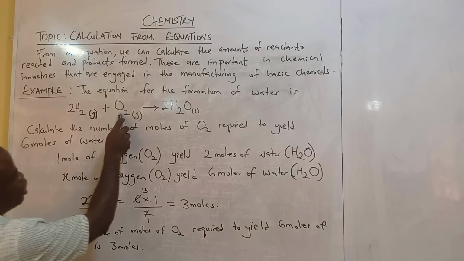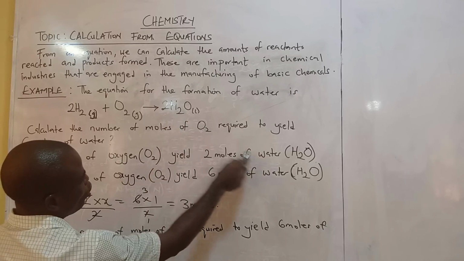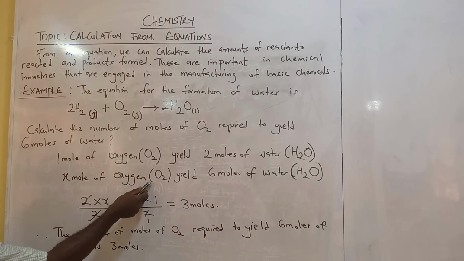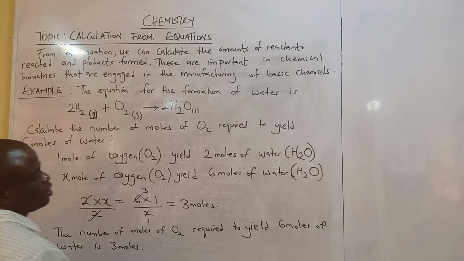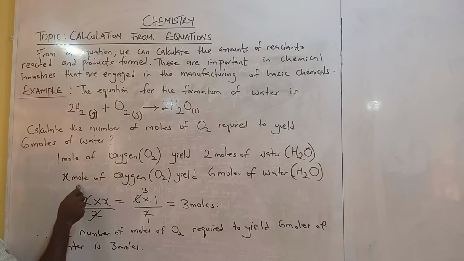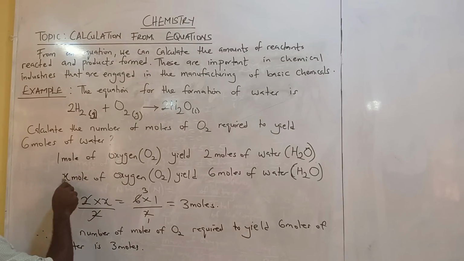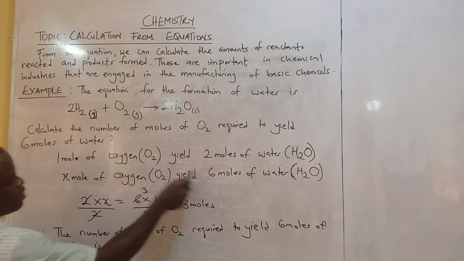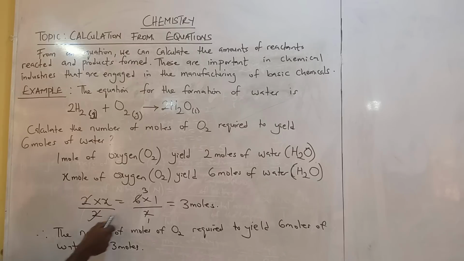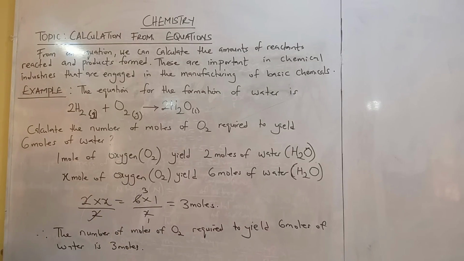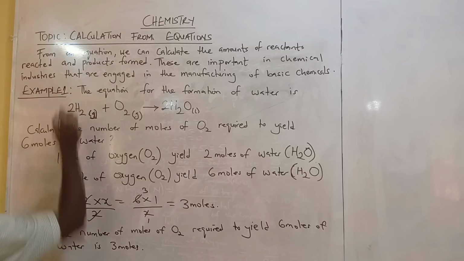That's why we know 1 mole of oxygen will yield 2 moles of water. Now, X moles of oxygen yields how many? How many moles of oxygen will yield the 6 moles of water? From there, just cross it. 2 times X equals 1 times 6. When you get it, X equals 3 moles. Now say the number of moles of oxygen required to yield 6 moles of water is 3 moles. Let's see another example.